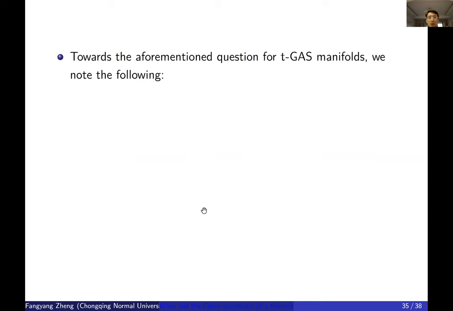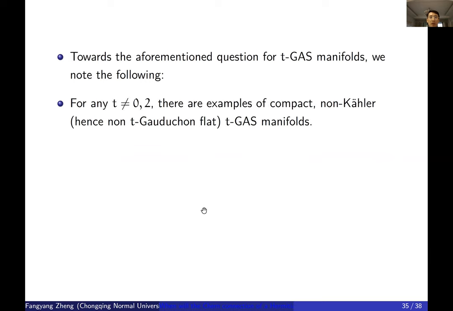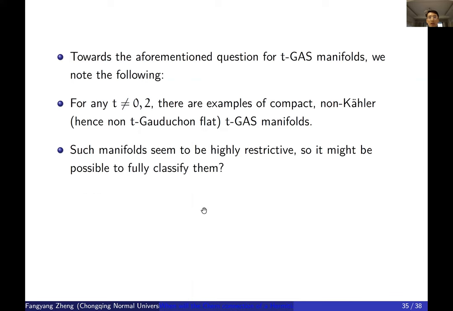Now, towards the question we just mentioned. First of all, there are t-Gauduchon Ambrose-Singer manifolds, non-trivial, non-Kähler ones, for any t. So it's unlike the Chern connection case. There are non-trivial examples. But these kind of examples seem to be highly restricted. So we're wondering if one could have a full classification. Unlike the Bismut case, where there are so many examples, for t-Gauduchon we only found one set so far, but I believe there might be more.